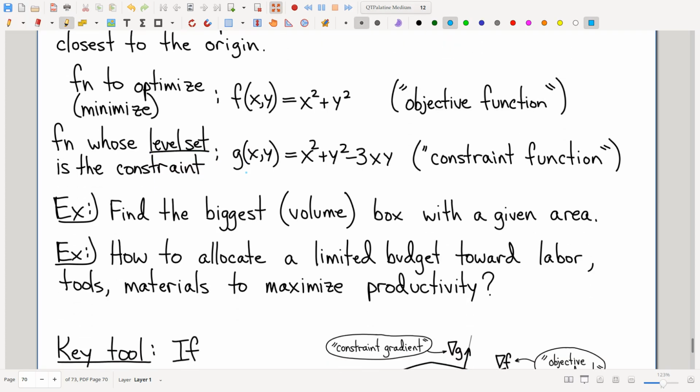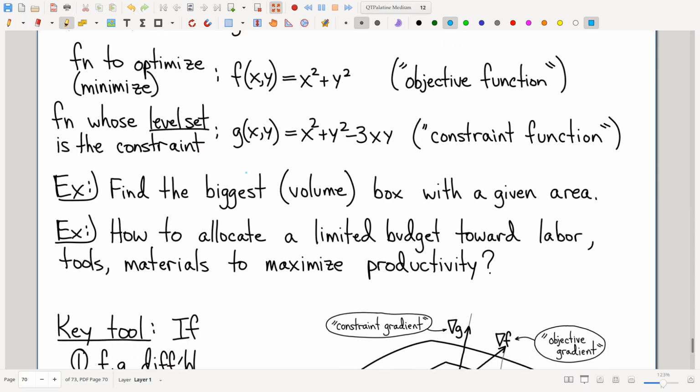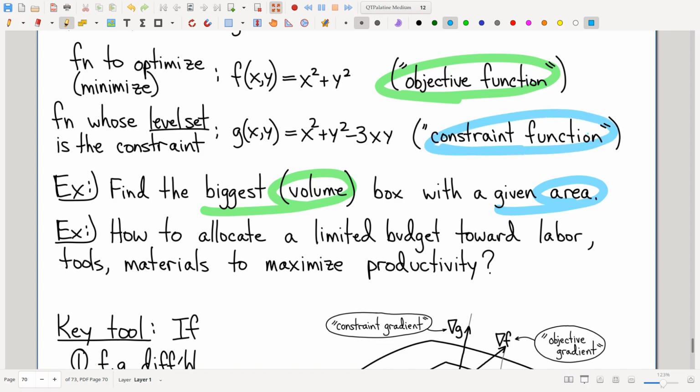Okay, a couple of quick examples of why we would be interested in this. When do we need to deal with a constrained optimization? Well, if you want to make the volume of a box as big as possible, volume is your objective. But I need a given amount of area. Area then is my constraint. And when I say given amount of area, I mean I'm looking at a fixed value of that area function, namely area equals a constant. I'm looking at a level set of area. That make sense?